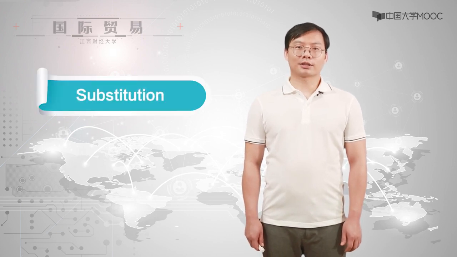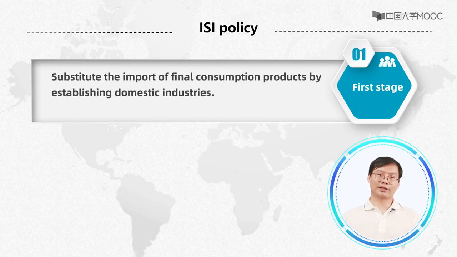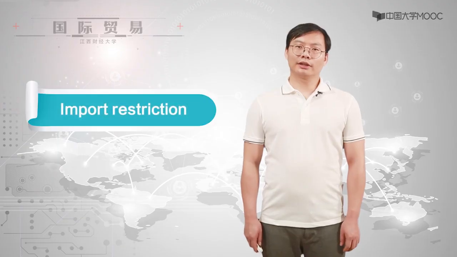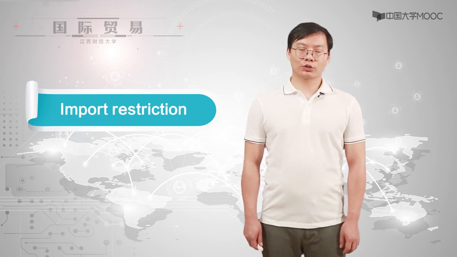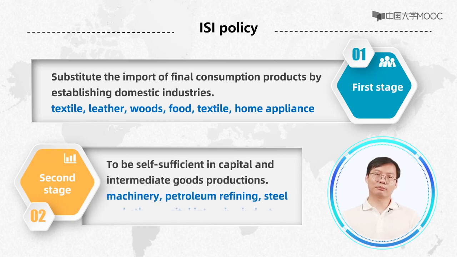To implement ISI policy, two stages are needed: substitution and self-sufficiency. The first stage is to substitute the import of final consumption products. Domestic industries are established such as textile, leather, wood, food, home appliances, etc. Import restriction is the main approach to achieve the development of this stage. The second stage is to be self-sufficient in capital and intermediate goods. For example, machinery, oil refinery, steel, and other capital-intensive industries.